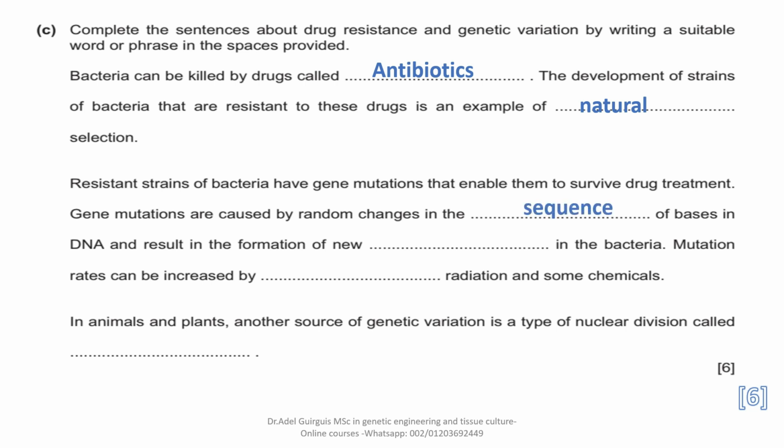Here, the sequence of bases A, G, C, T, the bases or nucleotides in DNA, changes and results in the formation of a new allele in the bacteria, a different form of the same gene due to mutation. Mutation rates can be increased by ionizing radiation and some chemicals. When someone is exposed to a large dose of X-rays, gamma rays, or ultraviolet, mutations increase in percentage.